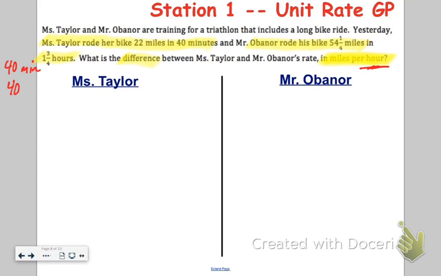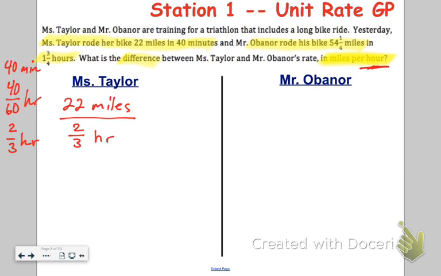So I know 40 minutes is the same as saying 40/60ths of an hour, which simplifies into 2/3 of an hour. All right, so instead of using that 40 minutes, since I'm dealing with miles per hour, I'm going to use that 2/3 of an hour. All right, so when I'm setting up my fraction to find the unit rate for Miss Taylor, I'm going with 22 miles over 2/3 of an hour.